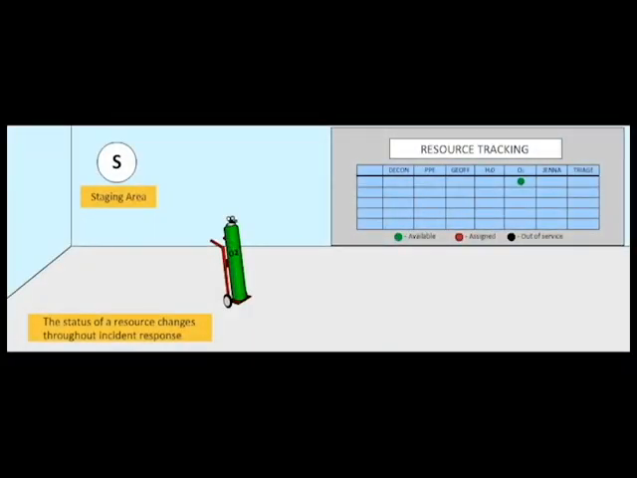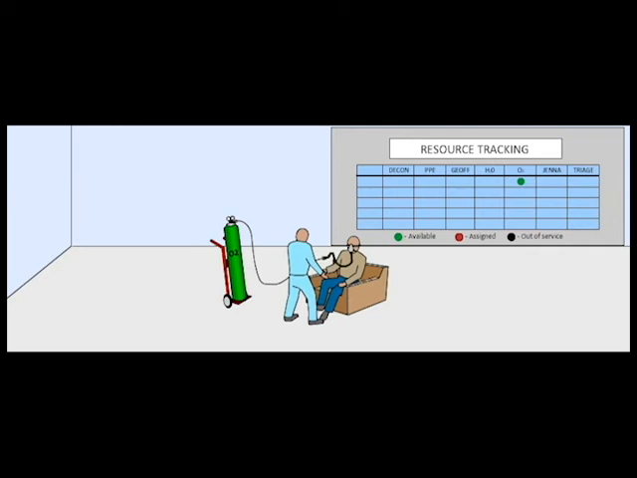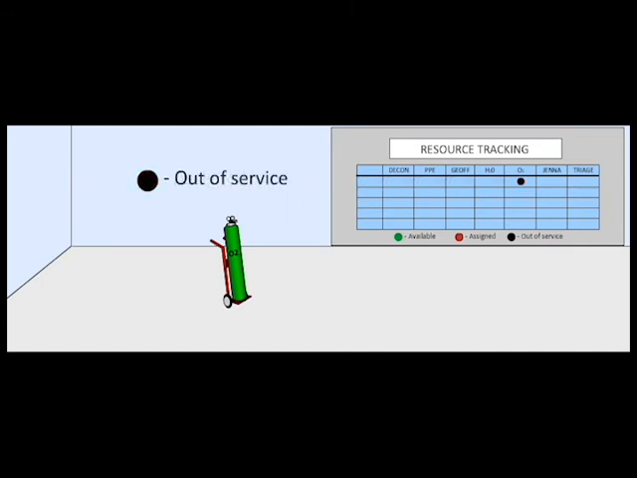The status of a resource changes throughout an incident response. For example, an oxygen bottle is removed from the resource's staging area and put into use. Its status is changed from available to assigned. If the bottle is emptied, its status changes from assigned to out of service. If it is refilled and placed back into the staging area, its status changes once again from out of service to available.